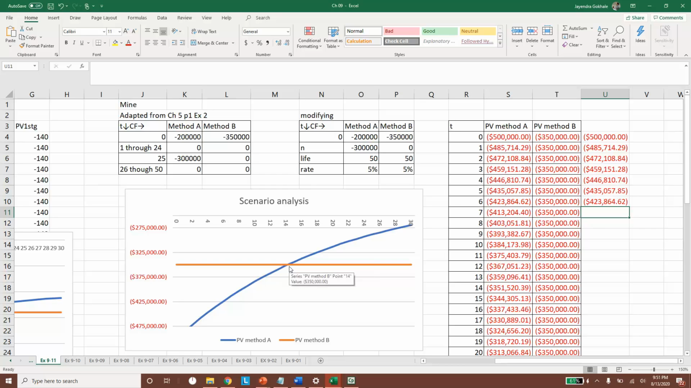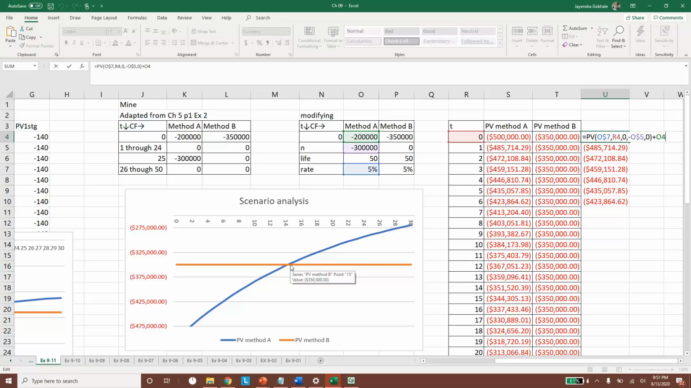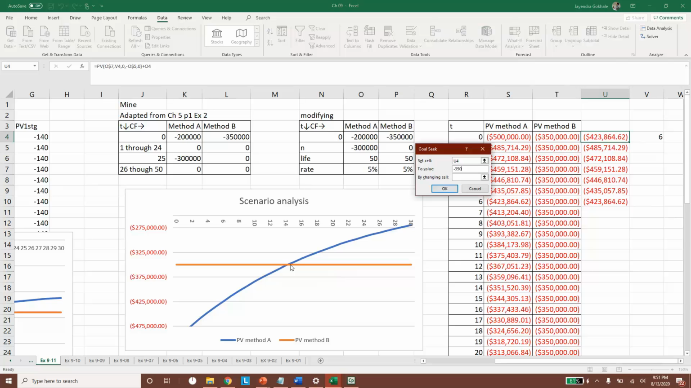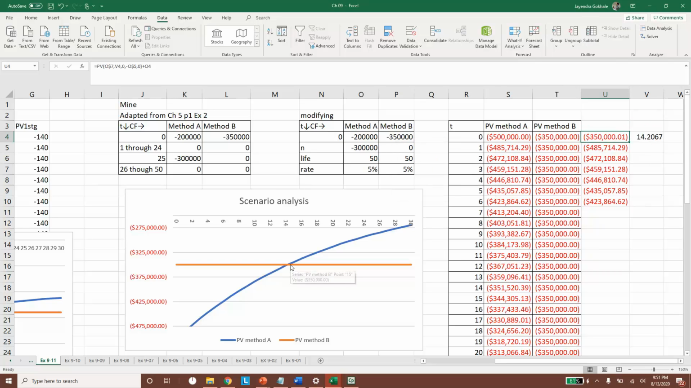The point of importance for us is this point here, and we can easily find out the value of that point. So what we need is a value of n. Instead of making it R4, let's make it V4. Okay, so let's put a value of 6 here. And so this changed the value of the present value. What we need to do is set this present value equal to minus 350,000 by changing the cell 6. And we can see they meet at 14.2 years.